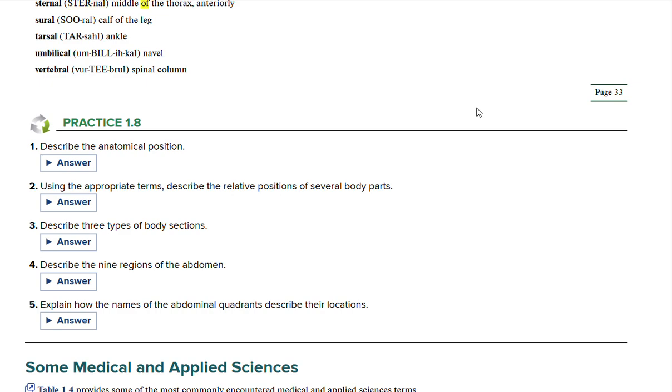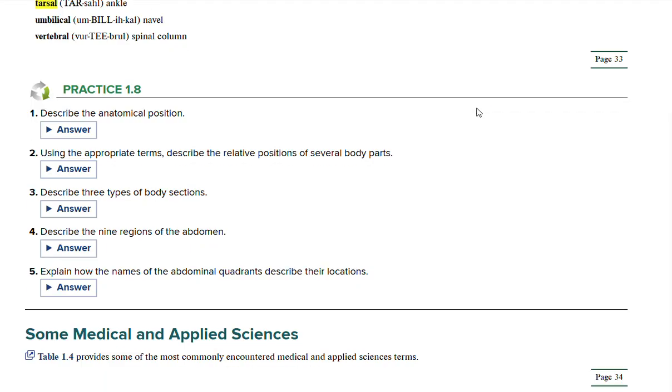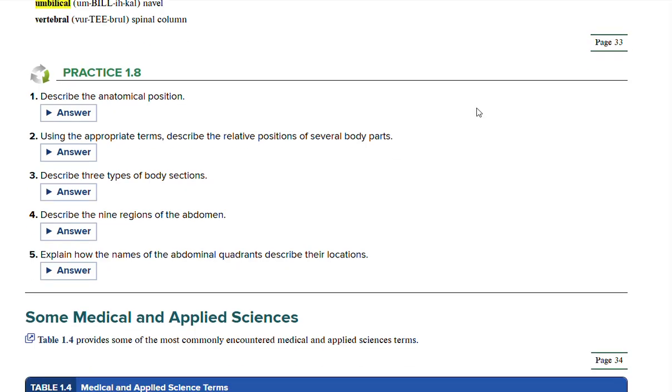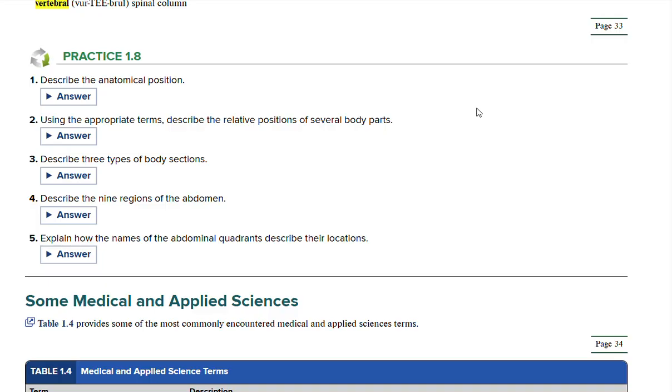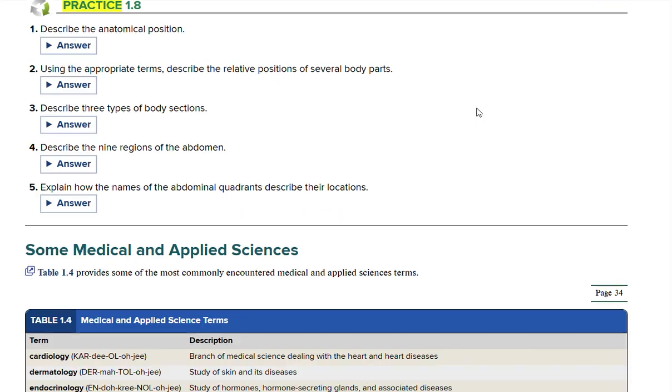Sternal, middle of the thorax, anteriorly. Sural, calf of the leg. Tarsal, ankle. Umbilical, navel. Vertebral, spinal column. Page 33.